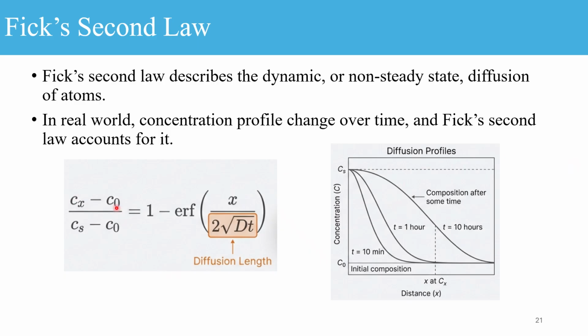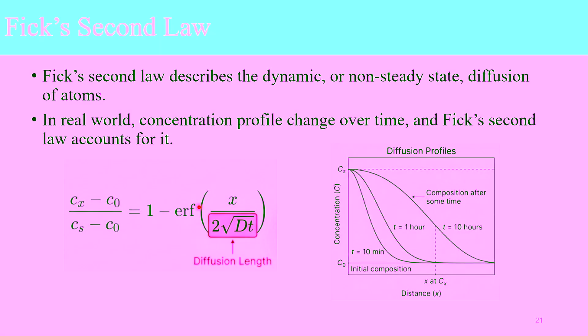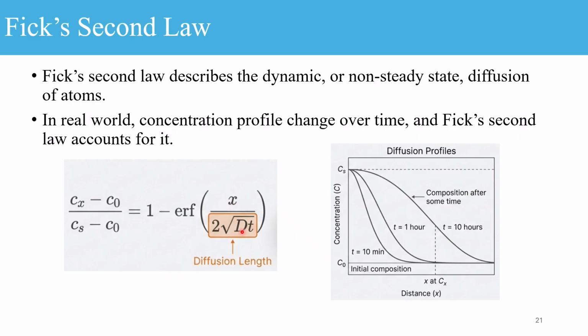It is given by the concentration difference equals 1 minus erf of x divided by 2 root Dt, where x is the depth of diffusion, D is the diffusion coefficient, t is the time, and erf is the error function. If you look at the curve, depending on the time of diffusion allowed, the concentration over the depth changes. If you have a lower time, the concentration only penetrates to some distance, and if you allow for higher times, the concentration goes deeper into the material.